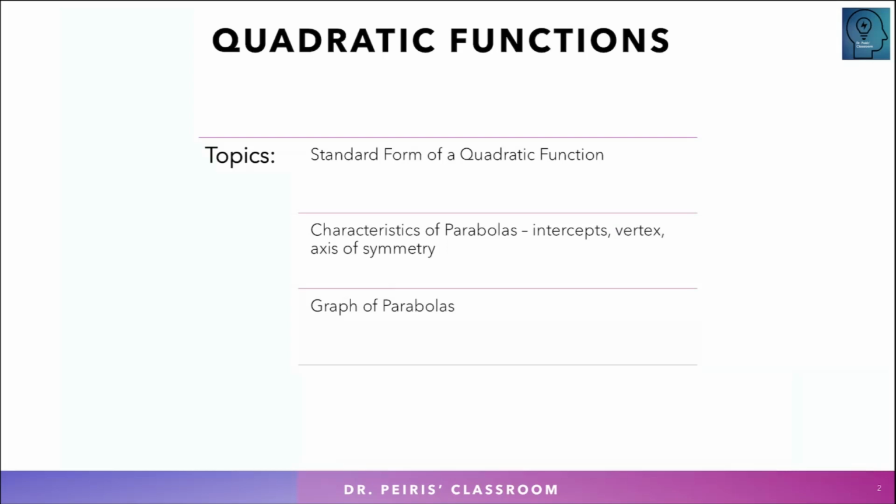Today I am going to explain to you the standard form of quadratic functions. In this topic, first I will show you what the standard form of a quadratic function is. Then I am going to relate the standard form to the characteristics of parabolas. So we basically learn how to find the intercepts, vertex and the axis of symmetry if the quadratic function is given in terms of the standard form. Then we will see how to graph the parabolas.